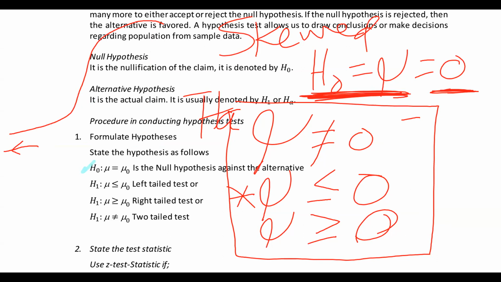But again, if we say that mu is greater or equal to 0, that is to say this data is on the right side.